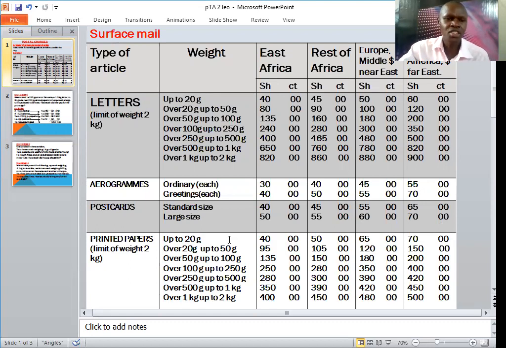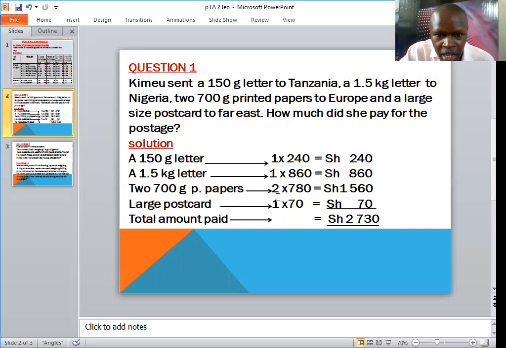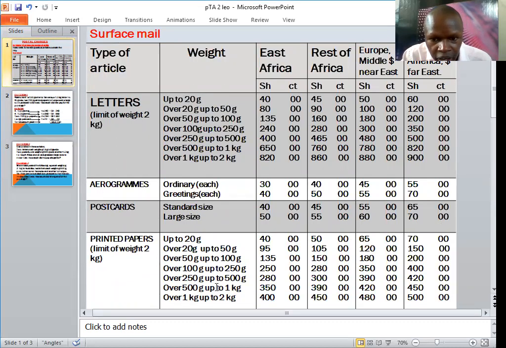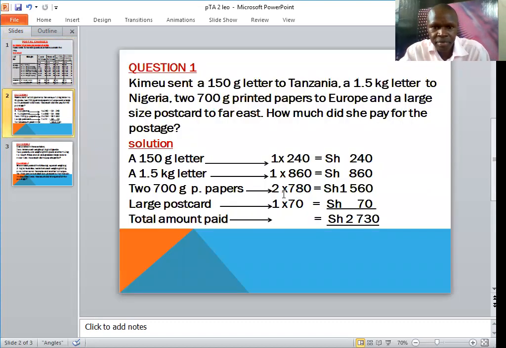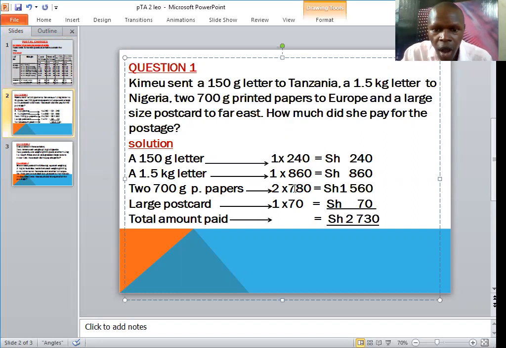420. How many are there? Two. So we shall check. Shall come here. Europe. From our table here, Europe. We are here. Europe. Printed papers. It is supposed to be 420. So, shall come back here and say 420 printed papers. That means we shall lead it to this one and it will be 420. Now, after multiplying, we shall have 2 times 420. What will be the answer?